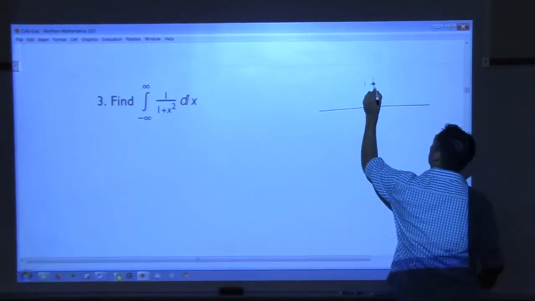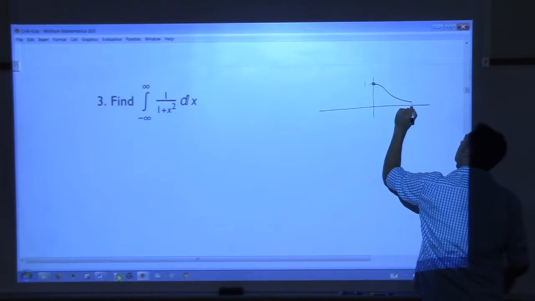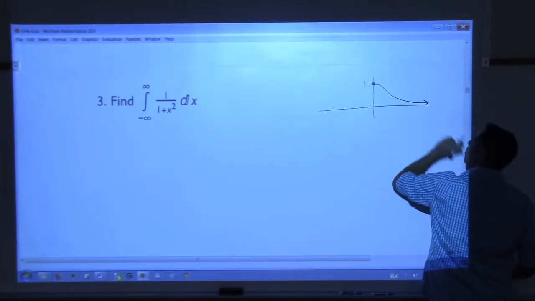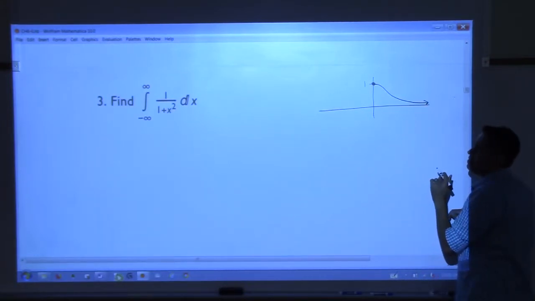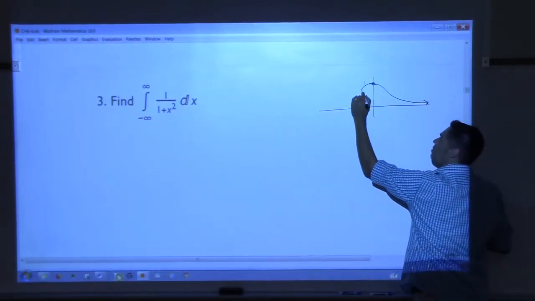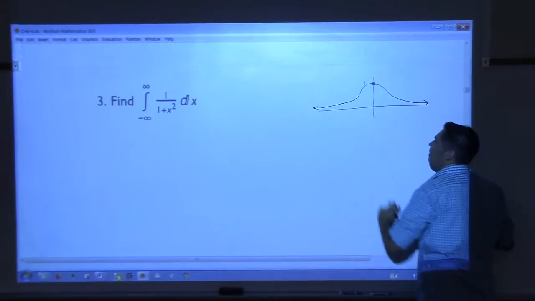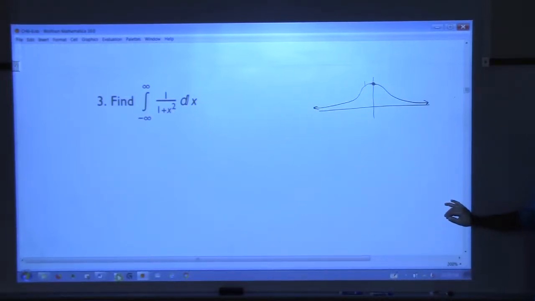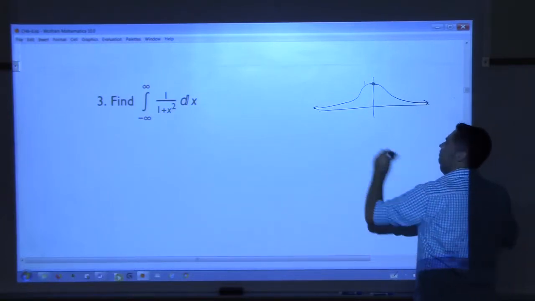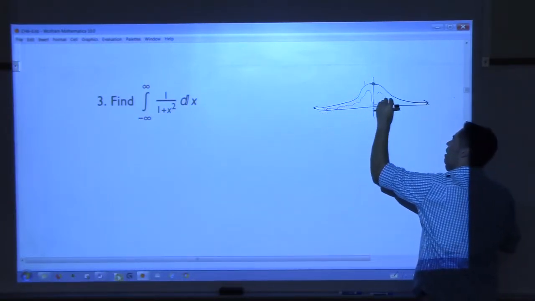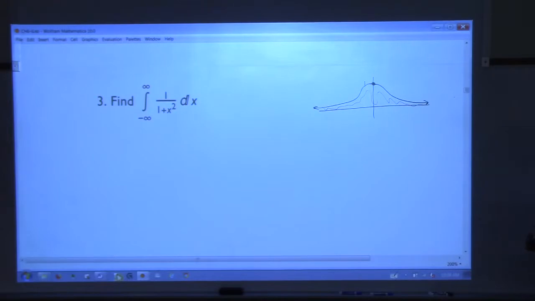It actually does something like this, though. It goes like this, okay? And it goes forever. But this is an even function, so it's the same thing on the other side. So it looks a lot like a bell curve almost. And we want to know the area underneath this whole thing. All this area in here. It can't possibly converge, can it? I mean, that's a whole lot of area.